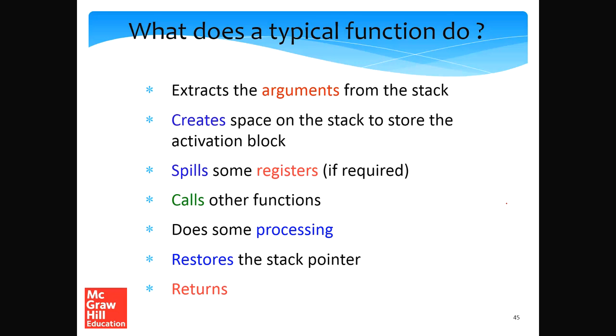Alright. So what does a typical function in x86 do? Well, it needs to do similar things. We recall that we have discussed everything about functions in chapter 3. The idea is that before calling a function, we need to put all the arguments on the stack or in registers. Once a function begins, it extracts the arguments from the stack. It creates space on the stack to store its own activation block. It spills registers if required. There, the issue of caller saved and callee saved comes into play. It calls other functions and implements its own logic. Finally, it puts the return values either in designated places in memory or in registers. It restores the stack pointer and it returns.